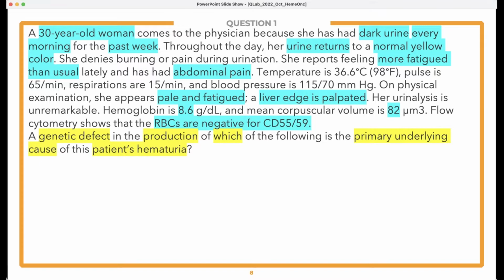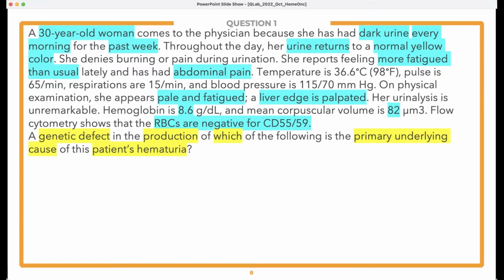And so the question is asking us about the primary underlying cause of this patient's hematuria, or blood in the urine, okay? But not just the underlying cause, but what is the defect, is there a genetic defect, in the production of something that leads to this? So I think there's a few steps here. And when we talk about steps for these questions, we ask ourselves, is this a one-step question? Like, do we just need to come up with the diagnosis here?